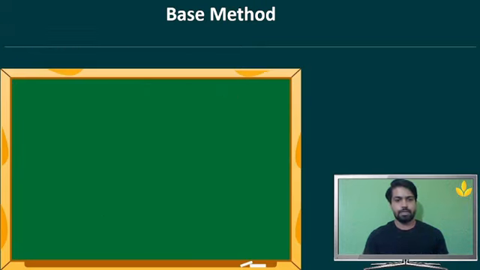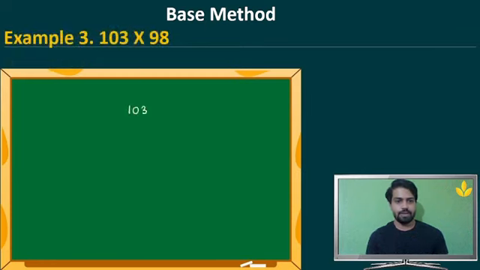Let's go to the next one. And this is again different from the previous example. How it is different, you can only check. One number is more than 100, one number is less than 100. Again, both are near to 100 only. So I can take base as 100 again.